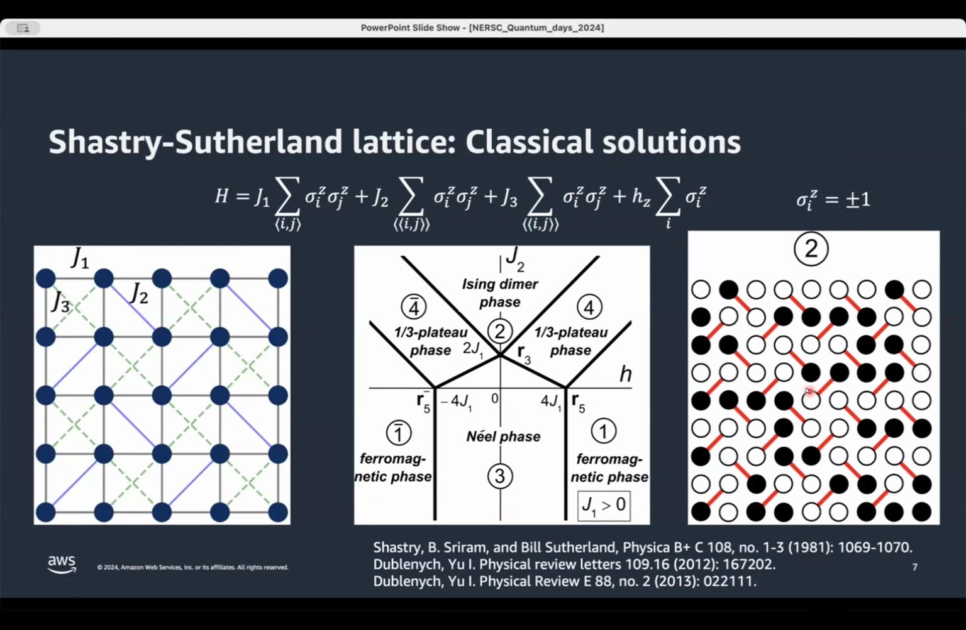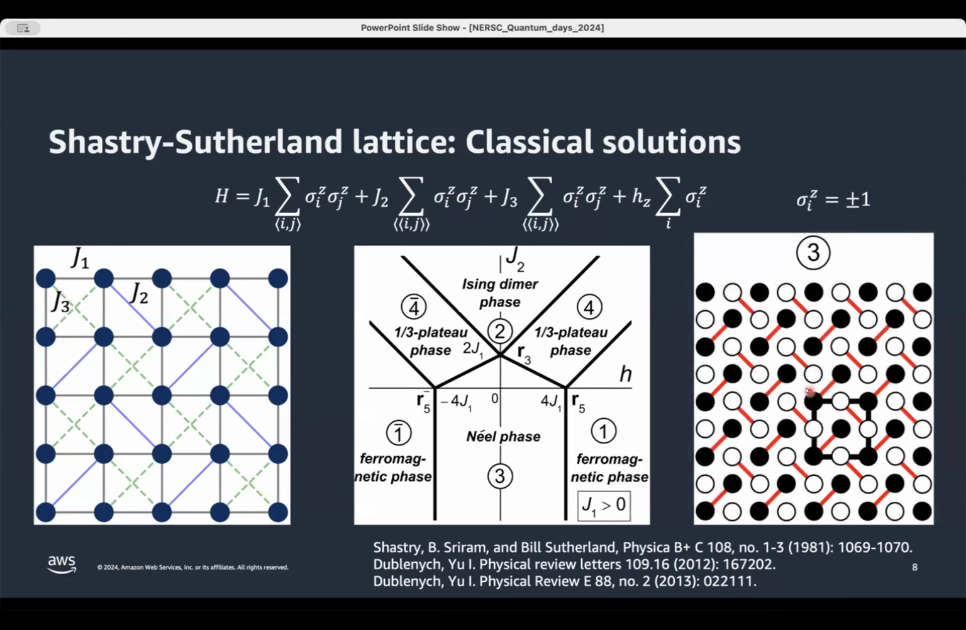This is the second phase, called the Ising dimer phase, and the third phase is the Néel phase. You can similarly understand it in the following way. When J2 is very large, all the dimers tend to have the same value, both plus 1 or both minus 1. But because J1 is bigger than 0, the nearest neighbors tend to be opposite to each other. So in general, you can figure out the configuration looks like plus minus, with this kind of Néel configuration.